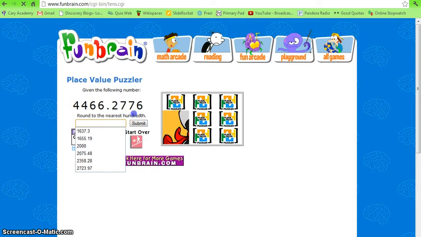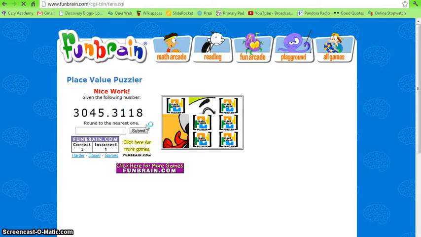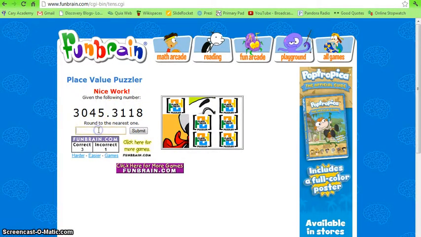So, round to the nearest hundredths. So, hundredths is right here. And we look to the right. Is it more or less than 5? It's more, so that would be an 8. So it would be 4466 decimal 28. We got that correct.